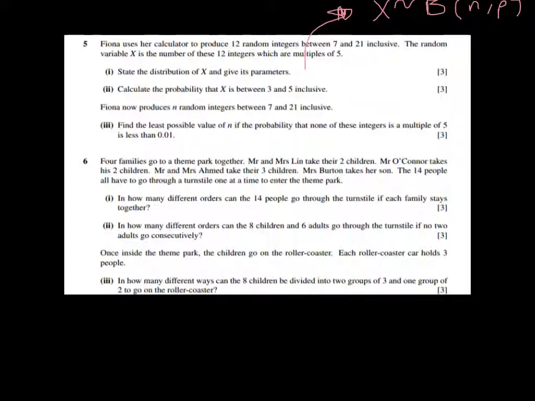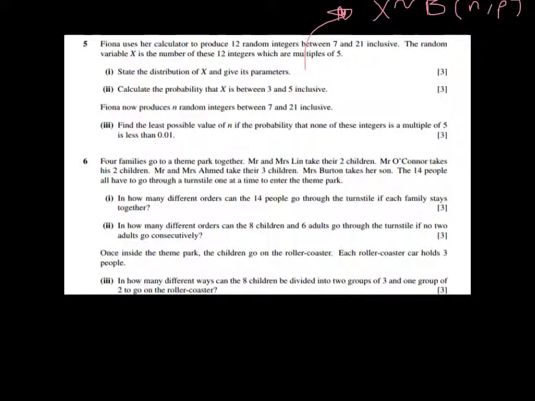For part 2, you just got to use the binomial distribution to work out 3 to 5 inclusive, so probability of 3 plus probability of 4 plus probability of 5, and then for part 3, you don't know how many integers that she's producing between 7 and 21, but you know the probability that x equals 0, so none of them, is less than 0.01.